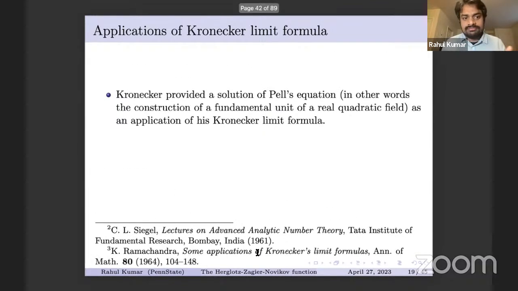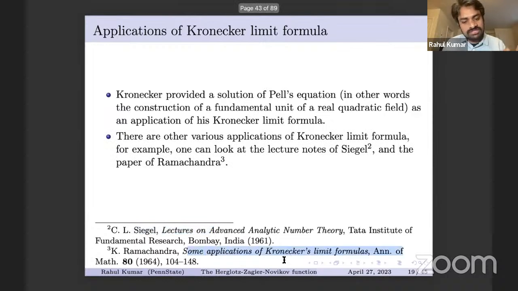So there are various applications. Kronecker himself actually provided a solution to Pell's equation, which is nothing but a construction of a fundamental unit for a real quadratic field. One can look at the lecture notes of Siegel for a nice explanation of Kronecker limit formulas in analytic number theory and algebraic number theory. And there are many other papers also. One can look at this paper of Ramachandra, where he gave various applications of the Kronecker or Hecke limit formulas, and there are various applications.